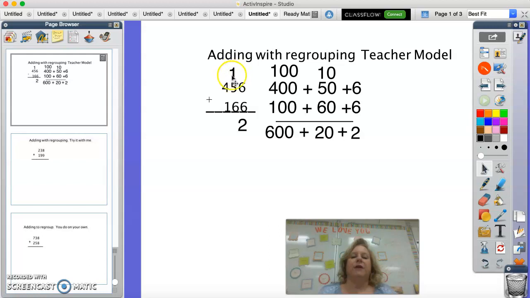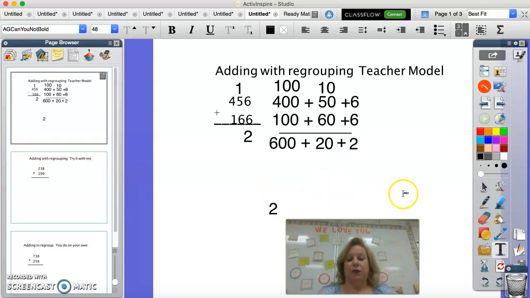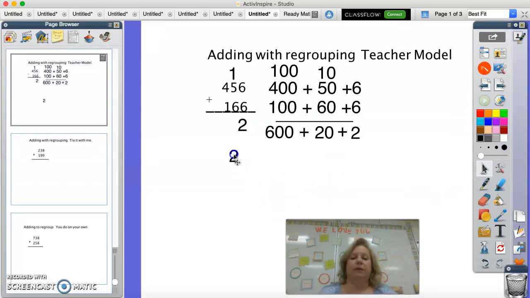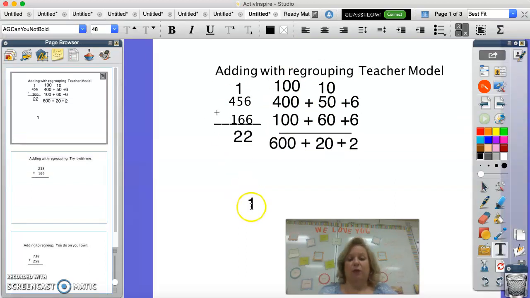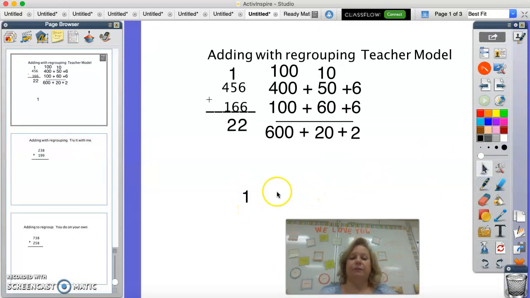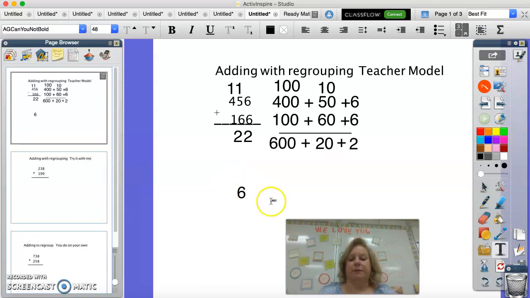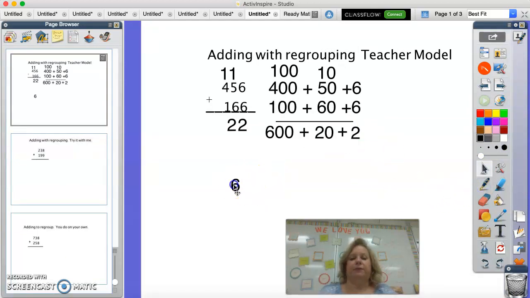All right, so we've got 5, 6, and 6 is 12. So we're going to put down the 2. And we're going to regroup the hundreds because we have a 120, remember, and we had to put the 100 up there. And then we got 4, 5, 6. 622. Okay, so that is adding with regrouping, and that is our teacher model.